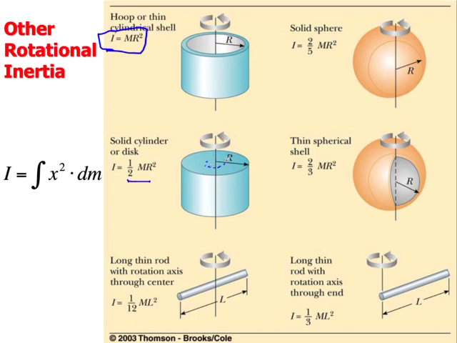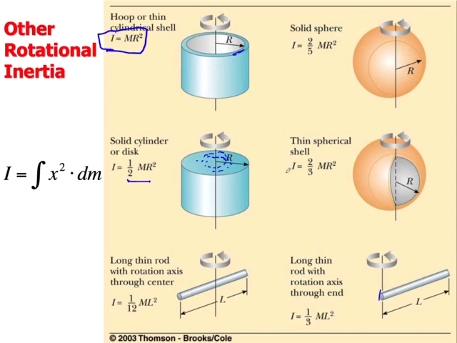It's a little bit less because some of the mass is actually located closer to the pivot point. Not all of it's at the outside edge like it is here. For a rod spinning through its center, it's just 1/12 ml squared. For a rod spinning through one end, where it's rotating around this axis, 1/3 ml squared.